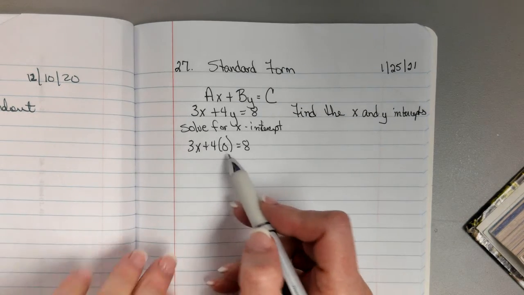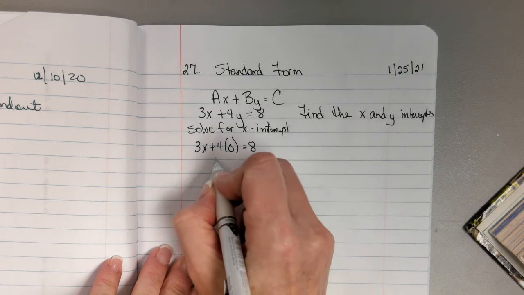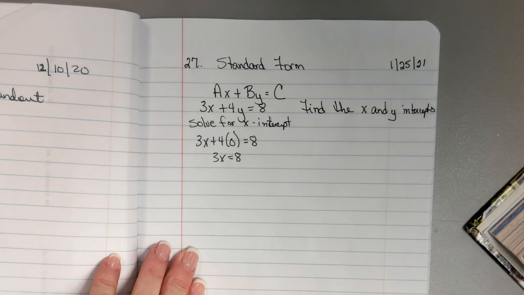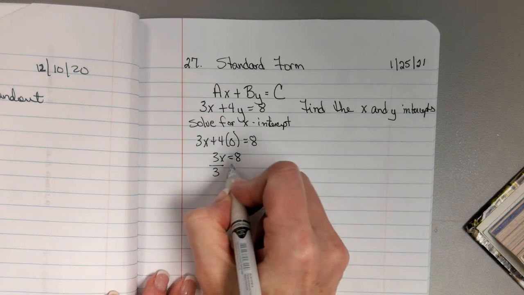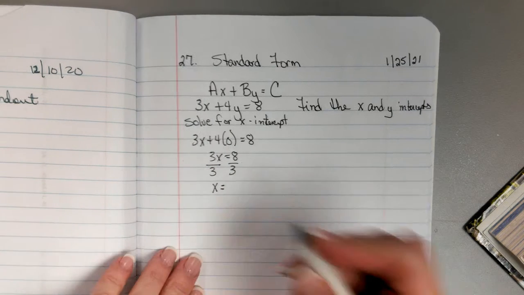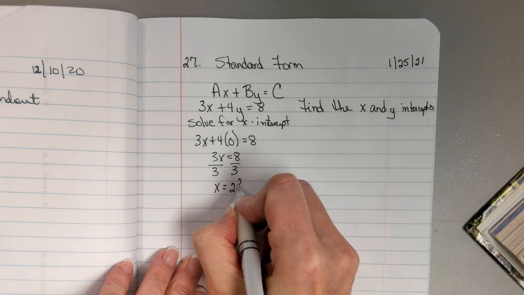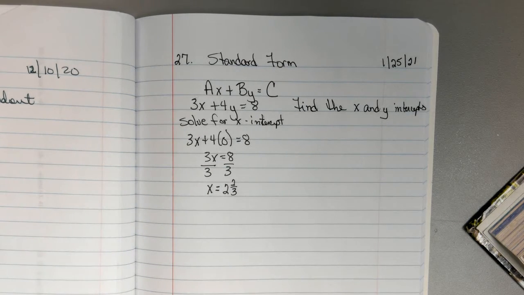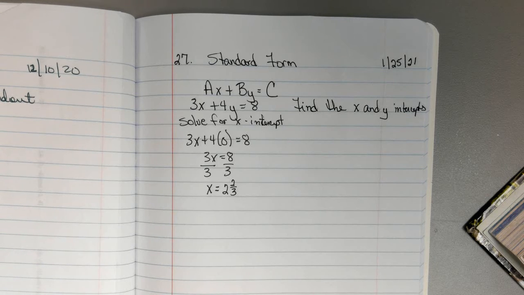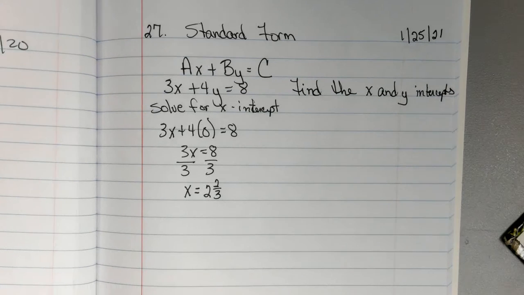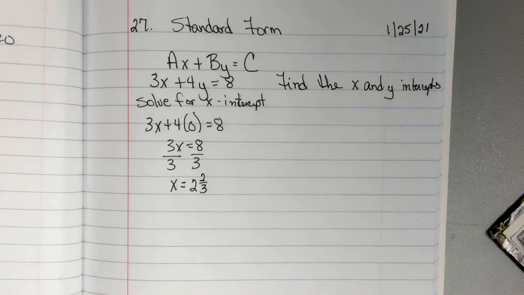So that takes care of the 4 and the 0. They wipe out, so I just have 3x equals 8. And then you're just down to a one-step equation. So 8 over 3 reduces to 2 2/3. So that would be my x-intercept. So I have 1 point on the line. But I need 2 points.